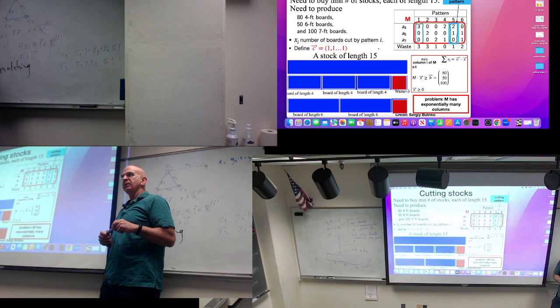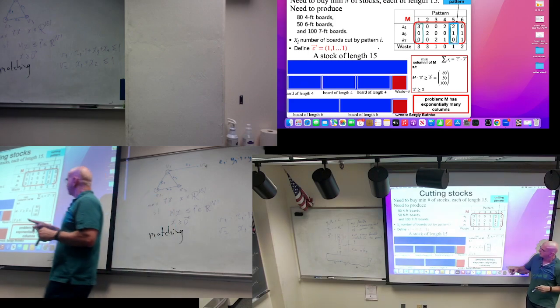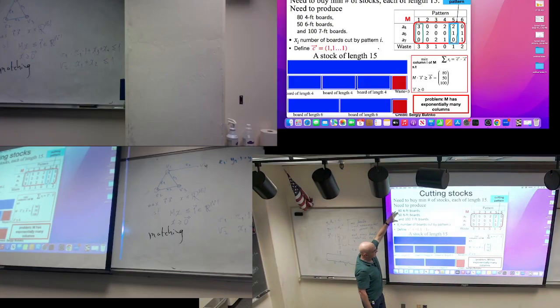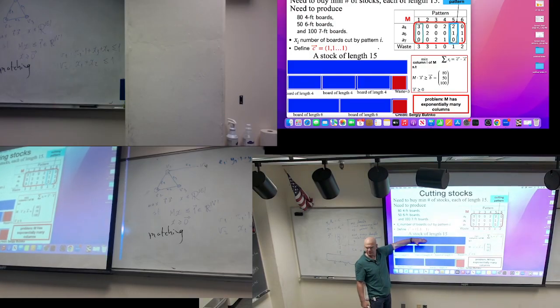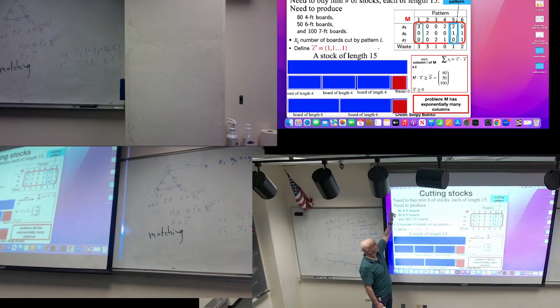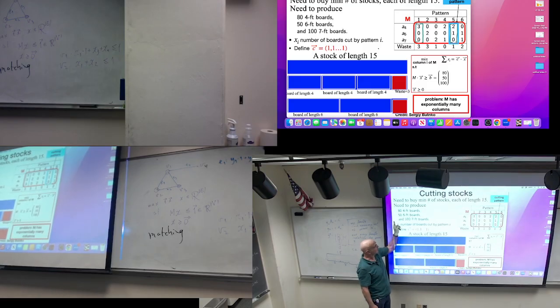And to remind you the problem in general, since I think a few of you were not here last time, the problem was to decide to buy as few stocks as possible. You're manufacturing boards, you're buying stocks. A stock is just a long board of length 15. You want to sell, there is an order for 84 boards of length 4, 56 boards of length 6, 107 boards of length 7.